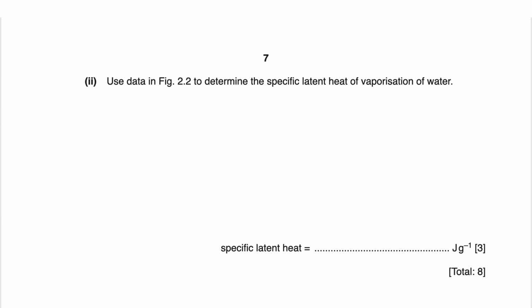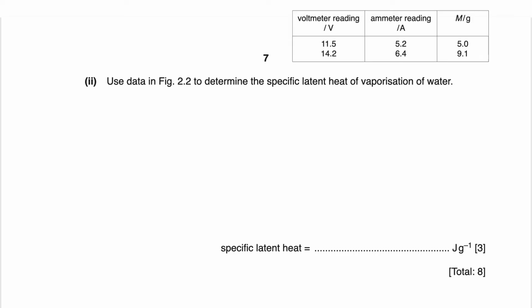Use data in figure 2.2 to determine the specific latent heat of vaporization of water. By the way, specific latent heat of vaporization means how much energy it took to move from the liquid phase to the gas phase. If it moves from solid to liquid, then it's melting. If it moves from solid to gas, then it's sublimation. Now let's see figure 2.2. We have a voltmeter reading, an ammeter reading, and a mass balance reading.